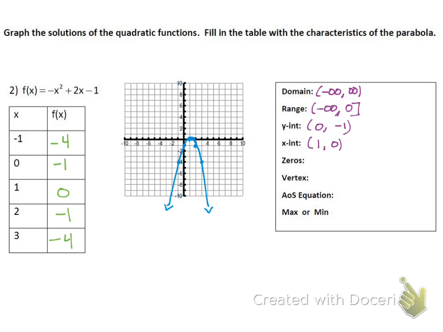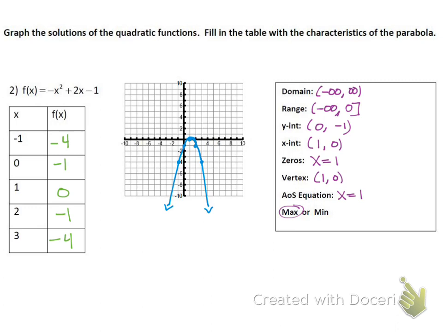X-intercept. This graph only crosses the x-axis once. In fact, it only touches it. It doesn't really even cross it. Zeros: because there's only one x-intercept, there's only one zero, x equals 1. That x-intercept happens to also be our vertex, (1, 0). And that happens sometimes, and that's okay. Our axis of symmetry equation is x equals 1, and this particular vertex is a maximum, or a high point.